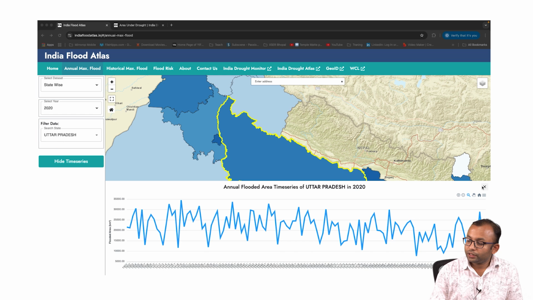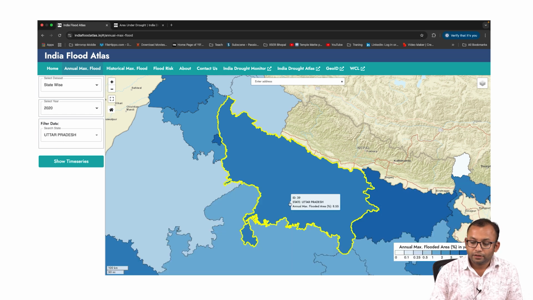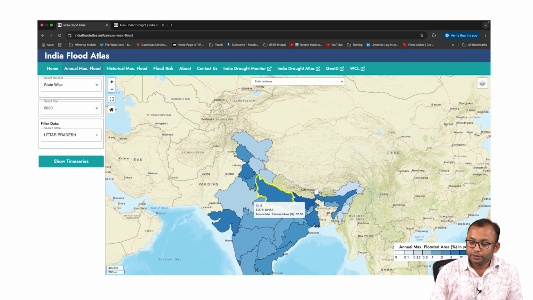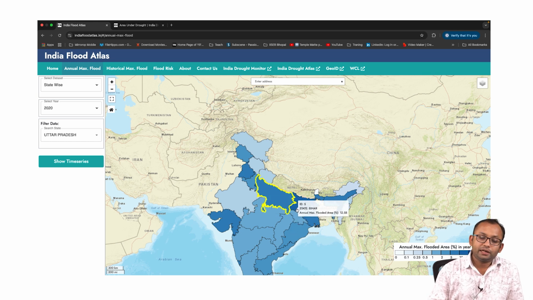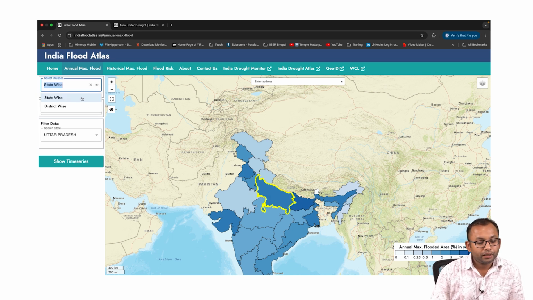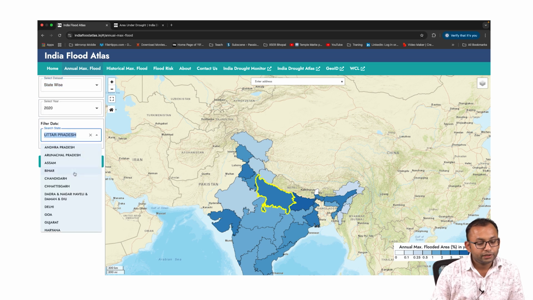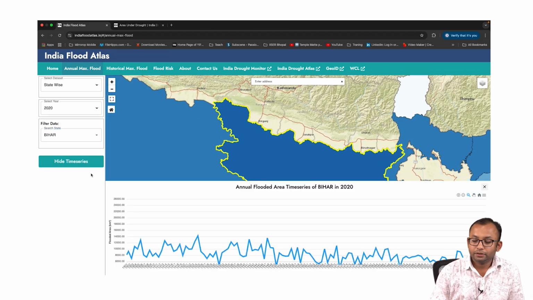Let us talk about some more reasons and see what is happening. Let us zoom out a little, and you can see that in 2020 we have several other regions which are also highly affected by floods. For example, Bihar is one region where most of the rivers, the Himalayan rivers, annually create significant damage because of flood events. So if you go here, I am changing the state to Bihar, and then I am saying show the time series.